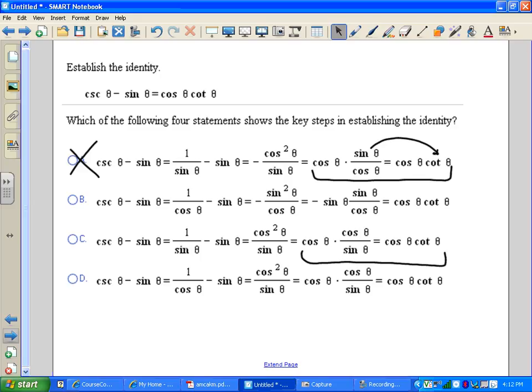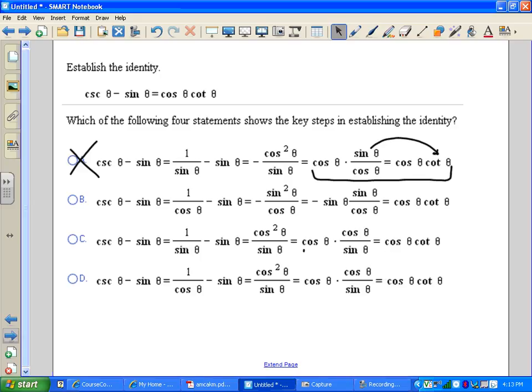Cosine over sine is cotangent. It is a little bit different there. And so that does actually make sense. Now, if we look at the last choice, we kind of have the exact same thing.